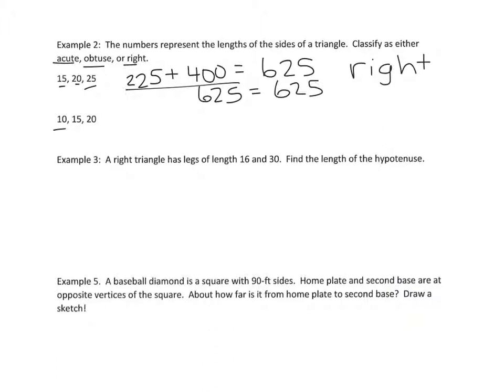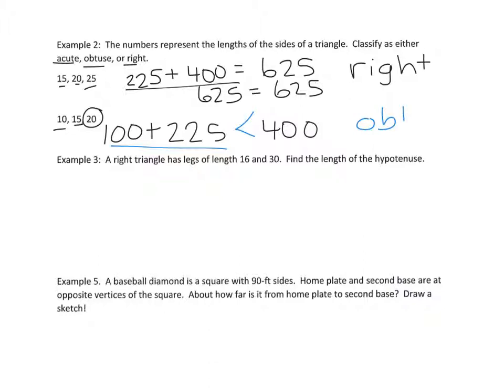In this one, I'm going to take the two shorter sides, 100, because that's 10 squared, plus 225, and I'm going to see the relationship with 400. Well, 400 is greater than this sum, so this is an obtuse triangle.